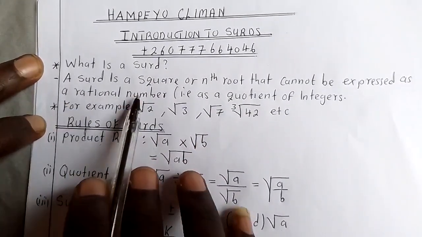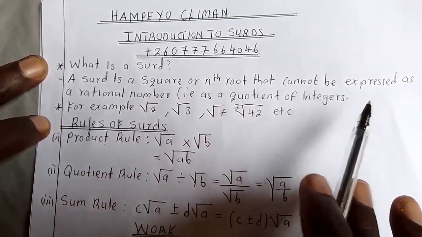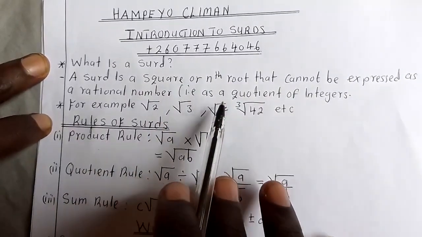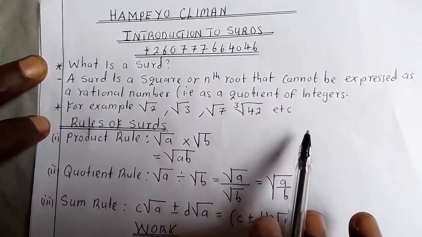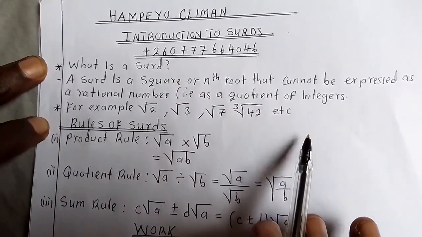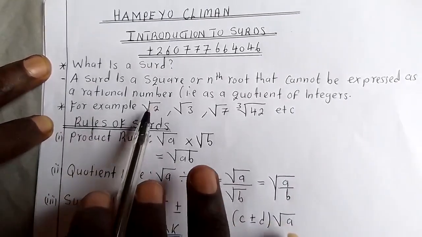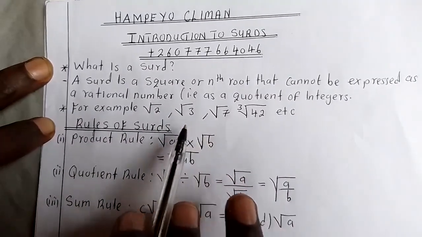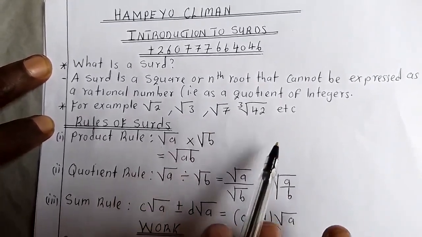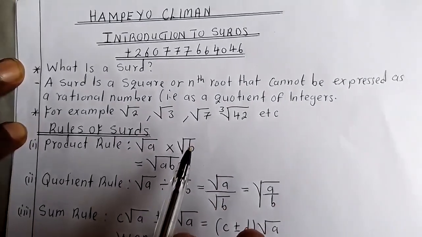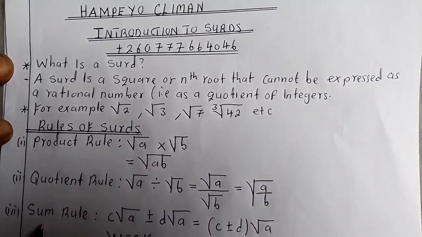So what is a surd? A surd is a square root or an nth root number that cannot be expressed as a rational number, that is, as a quotient of integers. In other words, a number that cannot be expressed in the form a over b. So for example, we may have square root of 2, square root of 3, square root of 7, cube root of 42, etc.